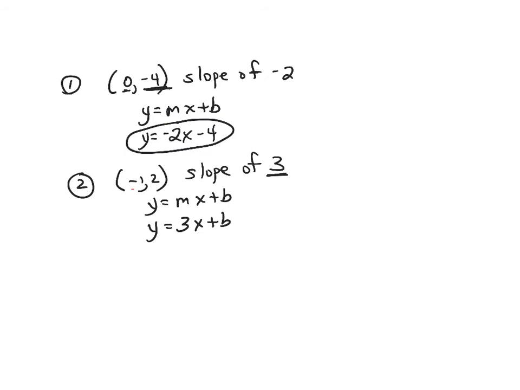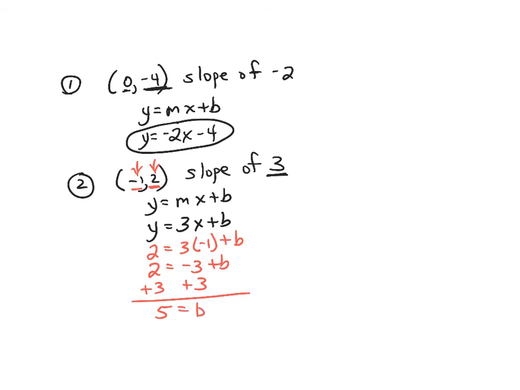Now I'm going to take a look at the point that I have. The point that I have, 2 is the y and negative 1 is the x. So what I'm going to do is substitute those 2 points in. I'm going to have 2 is equal to 3 times negative 1 plus b. And now I just need to go through and solve that for b. If I do that, I get 2 equals negative 3 plus b. I'm going to add 3 to both sides, and I am going to get 5 is equal to b.